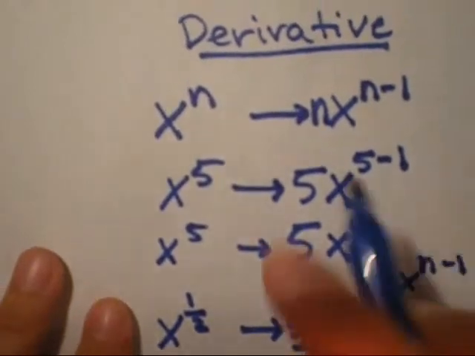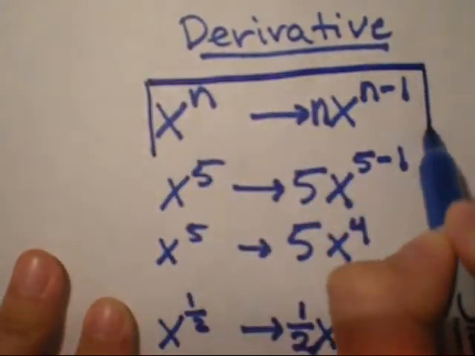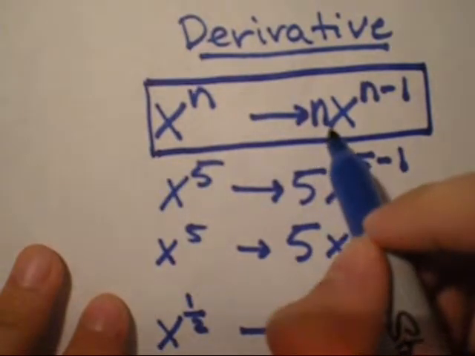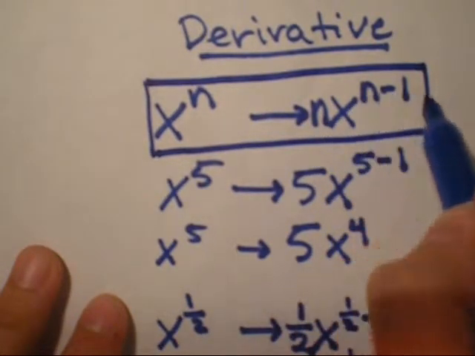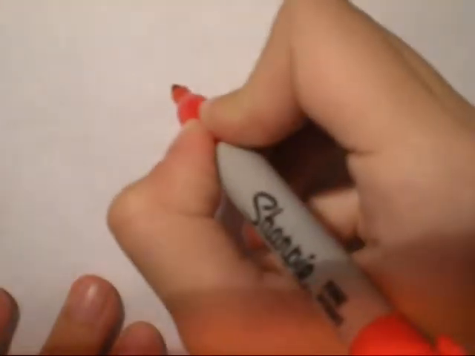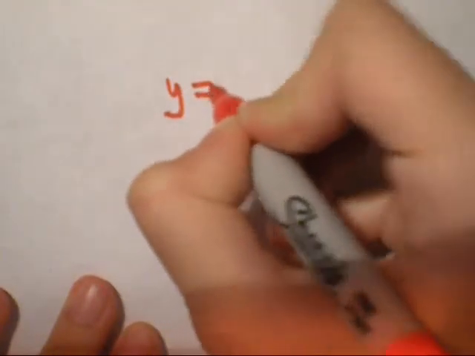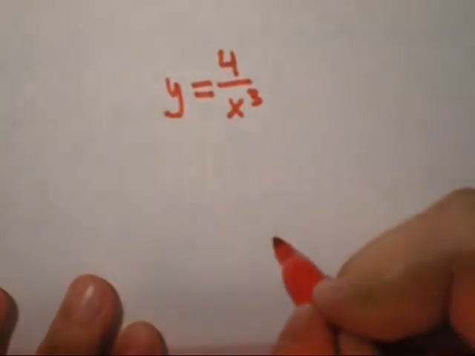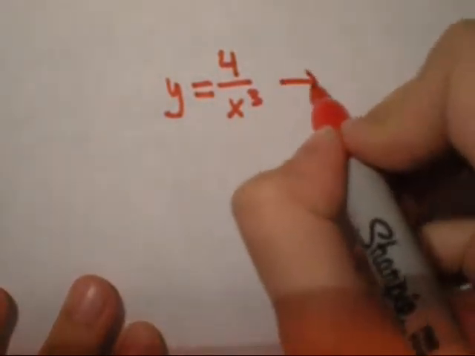So all you have to remember is this rule right here, x to the n, so then the derivative would be nx to the n minus 1. Okay, so let's look at another example right now that is slightly more complicated. So let's say we have y equals 4 over x to the 3rd. So how would we find the derivative of that?